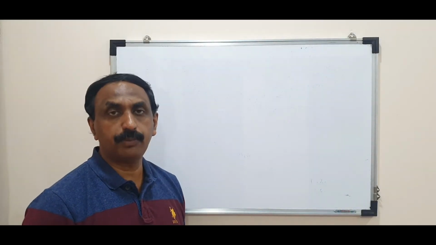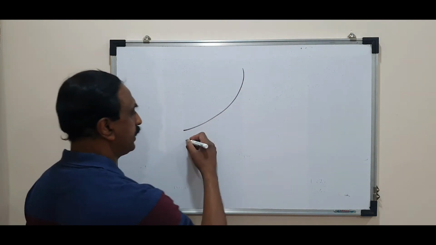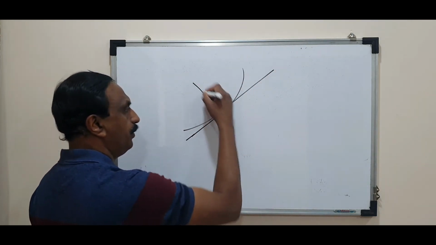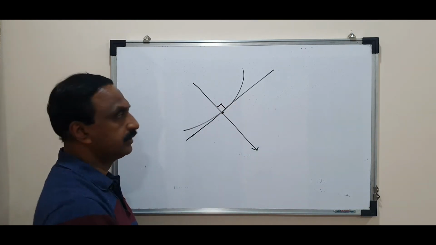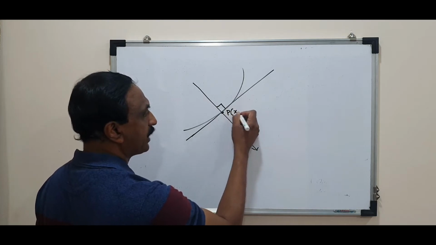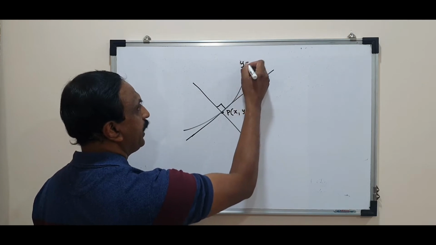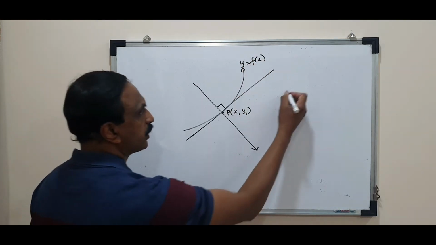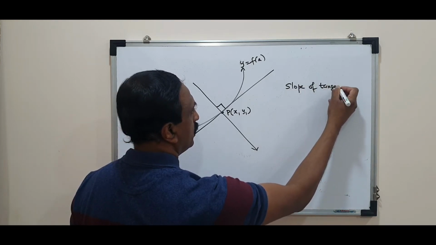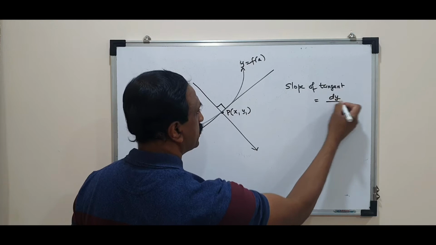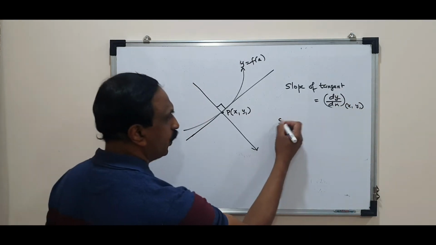Now we shall discuss the slope of the normal. What is the relation between tangent and the normal? If this is a tangent, the normal is always perpendicular to the tangent at the point of contact. So if this point is x1, y1 and the equation of the function is y equal to f of x, then the slope of the tangent will be dy by dx at the point x1, y1. What will be the slope of the normal?